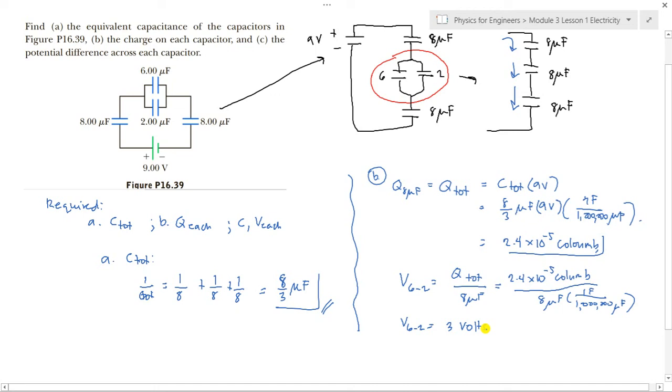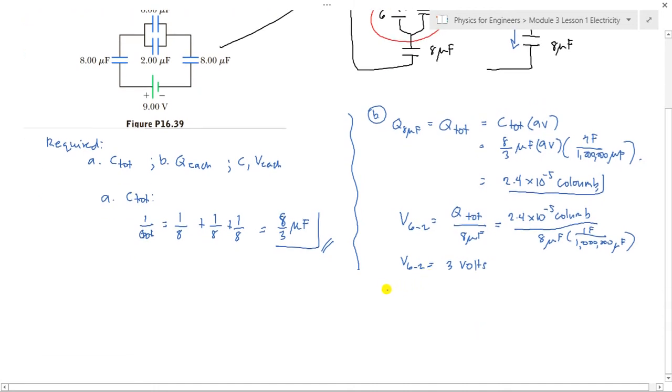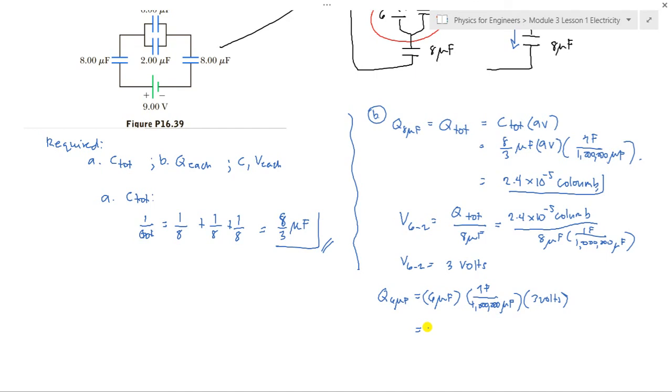So therefore the Q at 6 microfarad is just equal to the capacitance, 6 microfarad times 1 farad over 1 million microfarad, multiplied by the voltage, that is 3 volts. So that would be 18 times 10 to the power of negative 6. So we have here 1.8 times 10 to the power of negative 5 coulomb.